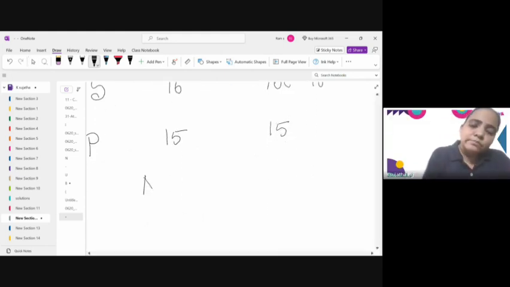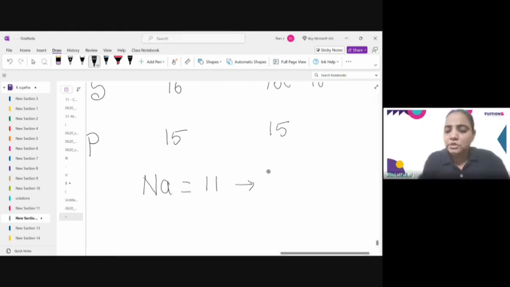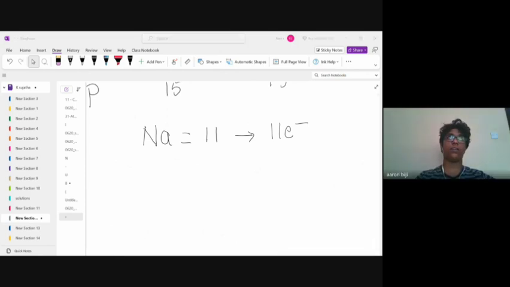Now let's take sodium. Sodium atomic number is 11. That means it is having how many electrons? 11 electrons. That is good. So can you arrange these electrons in the shells of the atom? K, L, M, and the first shell will have 2.